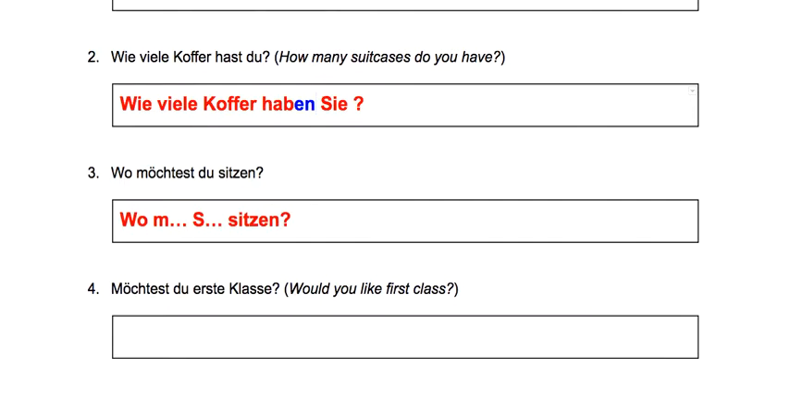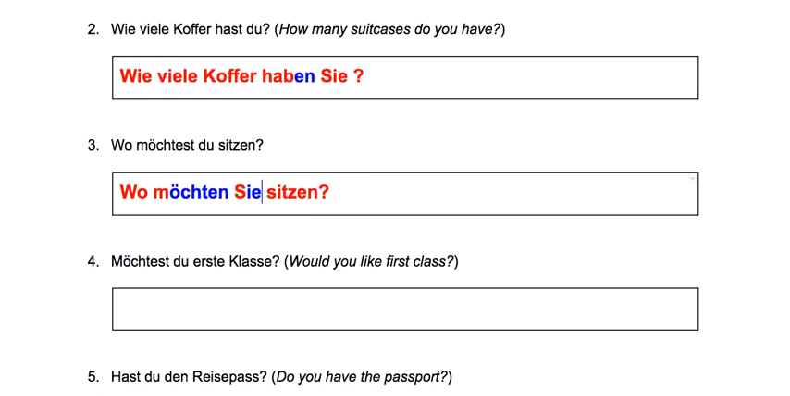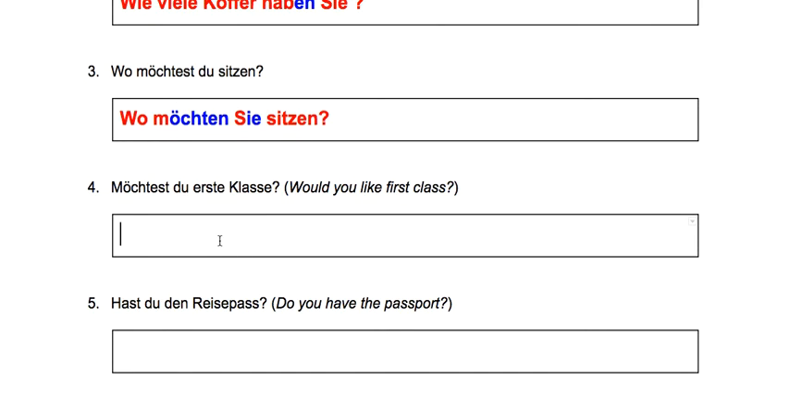Number 3, wo möchtest du sitzen? Where would you like to sit? You obviously will change this to wo möchten Sie sitzen? Wo möchten Sie sitzen? The verb ending is en whenever you are talking about formal you. Möchten Sie erste Klasse? Here you would say möchten Sie erste Klasse. Would you like first class? Möchten Sie erste Klasse?